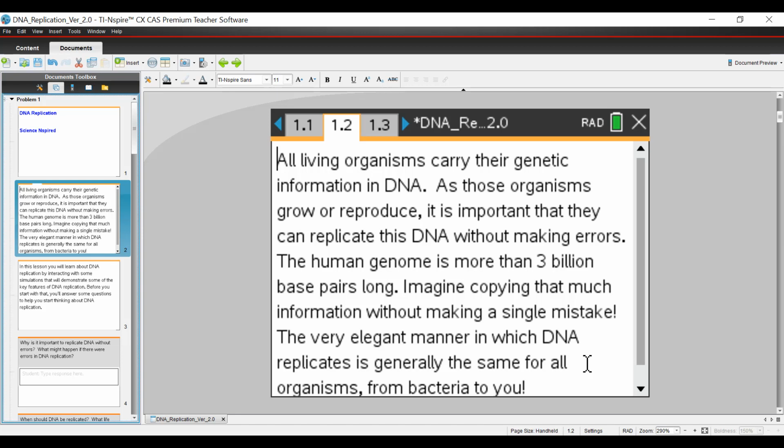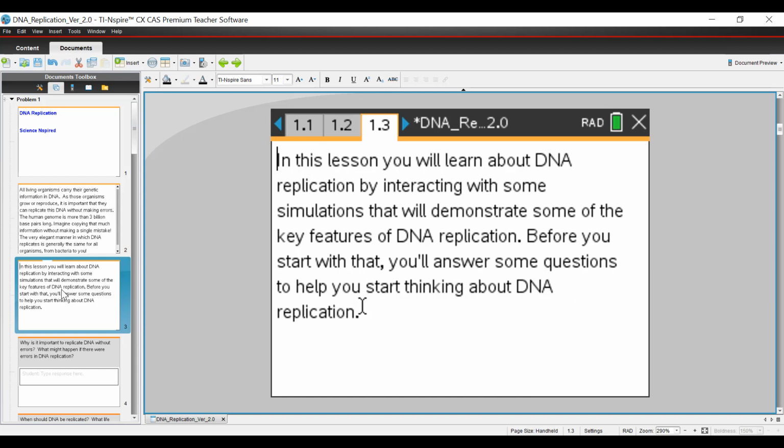All right, page 1.2. All living organisms carry their genetic information in DNA. As those organisms grow or reproduce, it's important that they can replicate that DNA without making errors, as we talked about before. The human genome is more than 3 billion base pairs long, so really big number. And so the idea here is think about trying to copy that much information without making a mistake. Like we mentioned earlier, making mistakes in DNA can lead to mutations, and that leads to some major problems potentially. And so it's important that it's precise. DNA is pretty amazing when you think about it. It's incredible that all that information is stored on just a combination of 4 nucleotides.